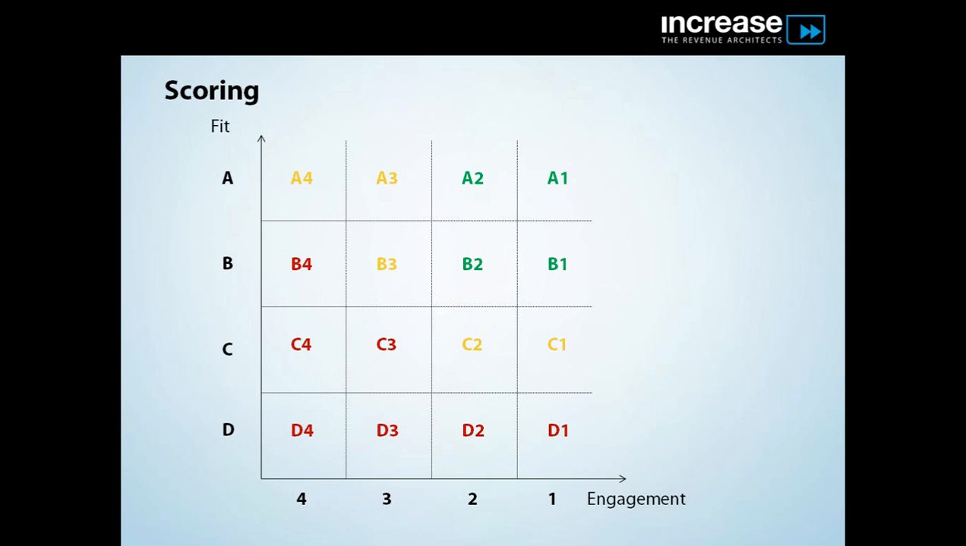Scoring usually done in a matrix like this. One dimension is fit and the other one is engagement. The fit dimension represents how well does the actual lead fit your ideal profile of a customer. It could be about an industry or about their decision competence, about titles, anything that could show us that the individual contact fits your ideal profile of a client.